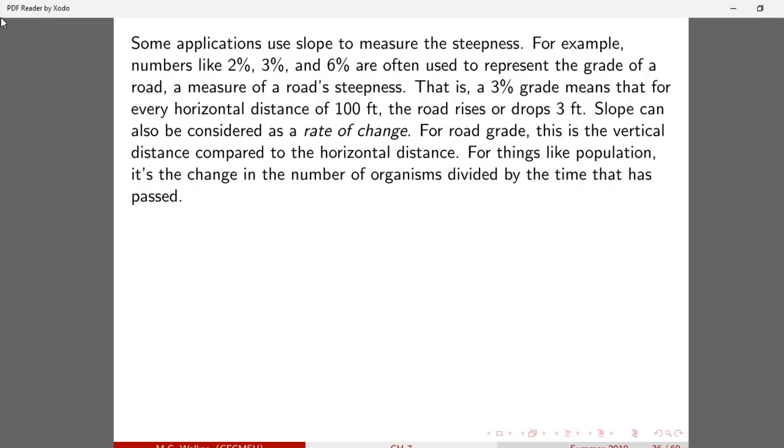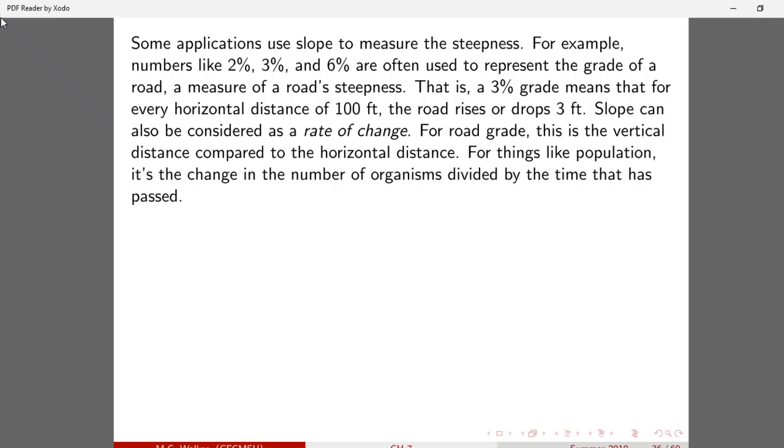Now, some applications use slope to measure steepness. We've done an example with the grade of a road. And numbers like 2%, 3%, and 6% are used to represent that grade of a road. So what does a 3% grade mean? It means that for every horizontal distance of 100 feet, that road rises or drops 3 feet. You generally tell the rise or fall from context.